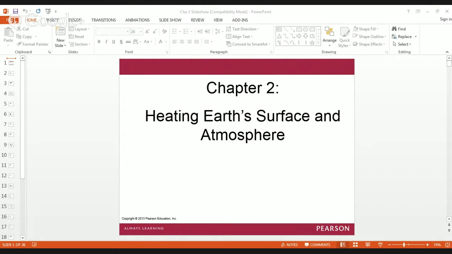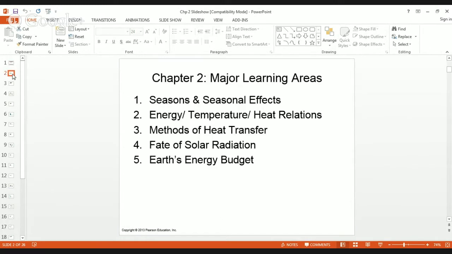So let's dive in. We've got 5 objectives over this session. And what we're going to do is work through this in an abbreviated sense and expand on it in class a bit and then practice with it in class even more. So our 5 learning goals within this presentation are seasons and seasonal effects, energy, temperature, and heat relations, methods of heat transfer, fate of solar radiation, and the Earth's energy budget. And what we'll look at here is first the seasons and seasonal effects.